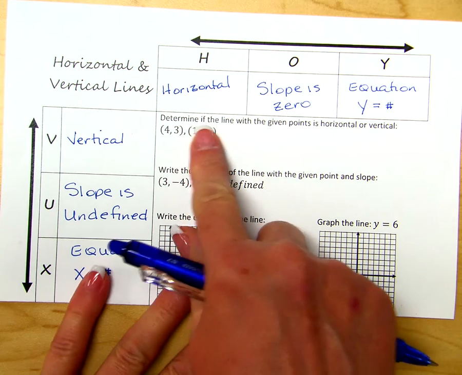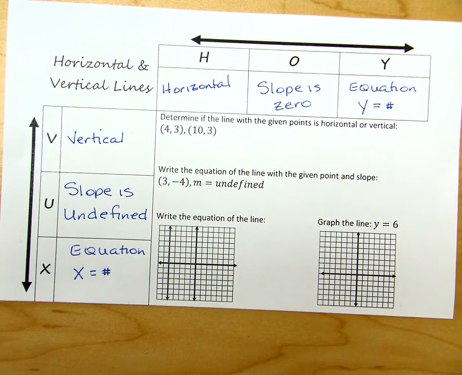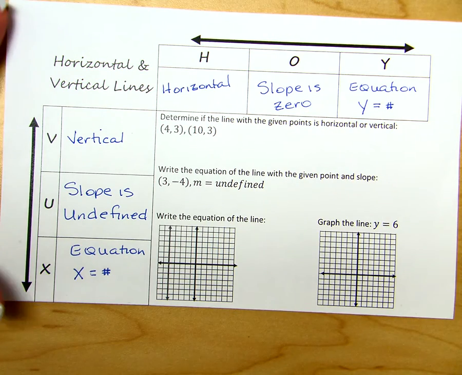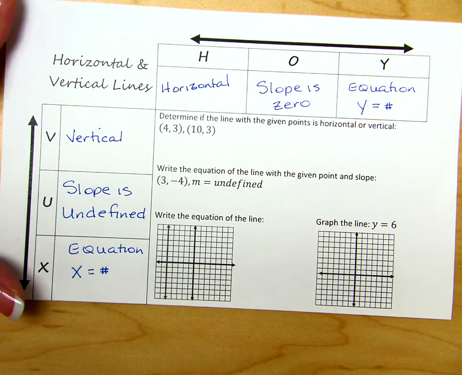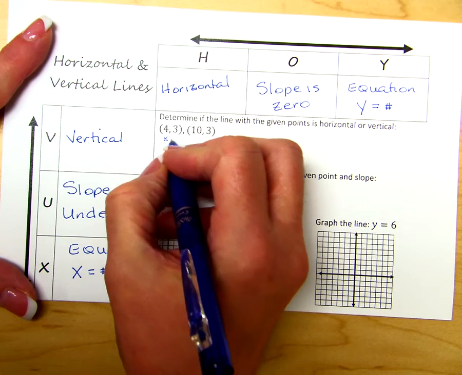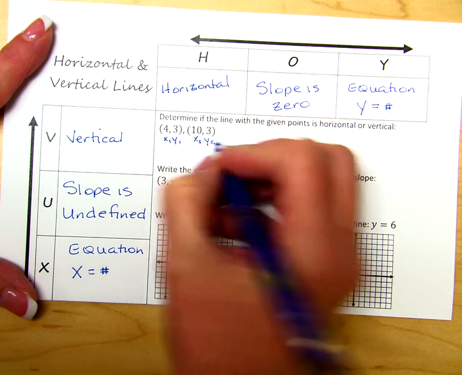It says to determine if the line with the given points is vertical or horizontal. Well, to determine that, we're going to look at its slope. If its slope is 0, then it will be horizontal. If its slope is undefined, then it will be vertical. So I'm going to label the points and use the formula.